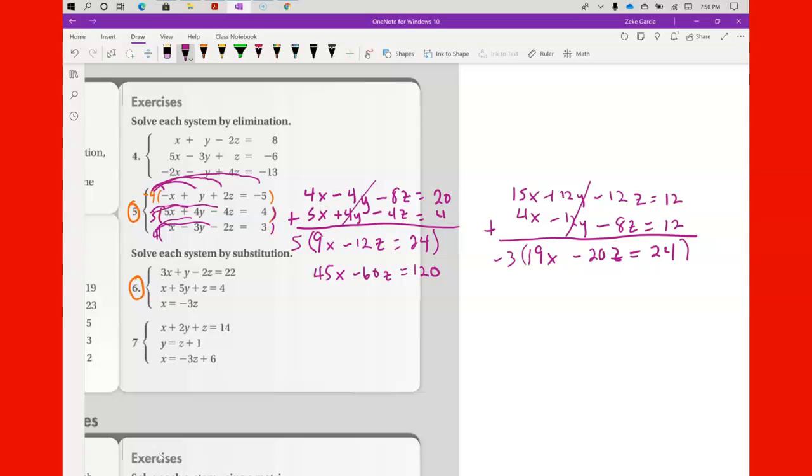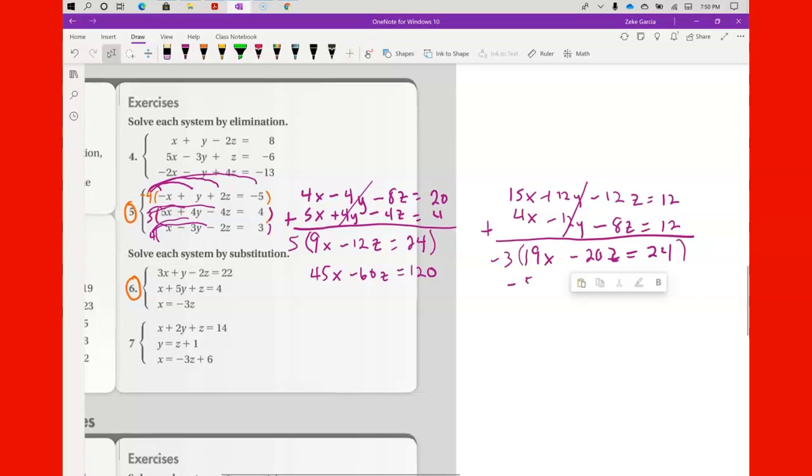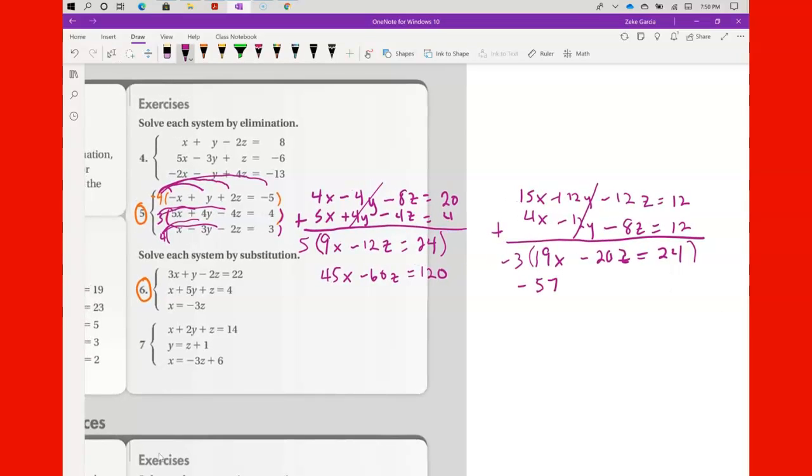So negative 3 times 19. 3 times 19 will give you 57. You have negative 57x, positive 60z equals negative 3 times 24. 24 times negative 3 gives you negative 72.